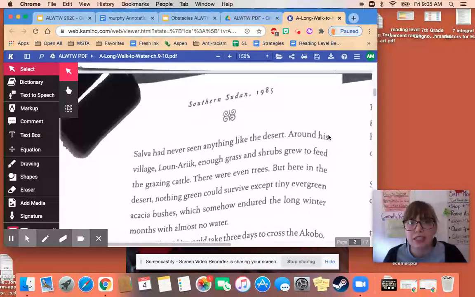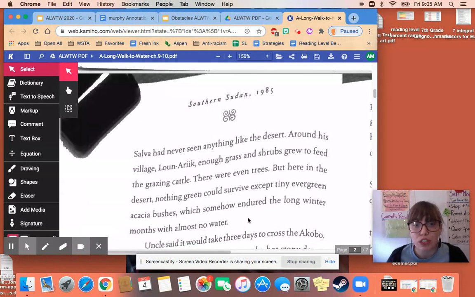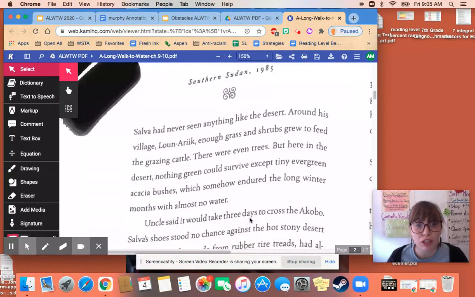Southern Sudan, 1985. Salva had never seen anything like the desert. Around his village, Lunarik, enough grass and shrubs grew to feed the grazing cattle. There were even trees, but here in the desert, nothing green could survive except tiny, evergreen acai bushes, which somehow endured the long winter months with almost no water.